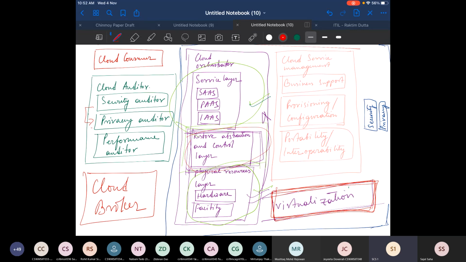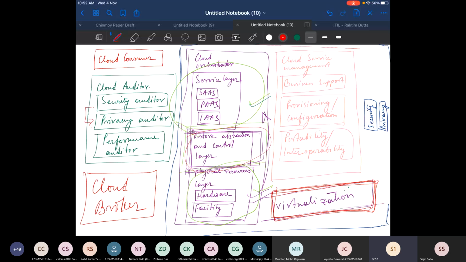Suppose you are taking a shared service like a shared bus. In that case your privacy should be maintained with the others, and similarly the others' privacy should be maintained with you also. Now who will take care of this? The bus conductor or the bus driver will check whether you have your reserved seat or not. It is kind of like this. The resource abstraction layer will take care of that.